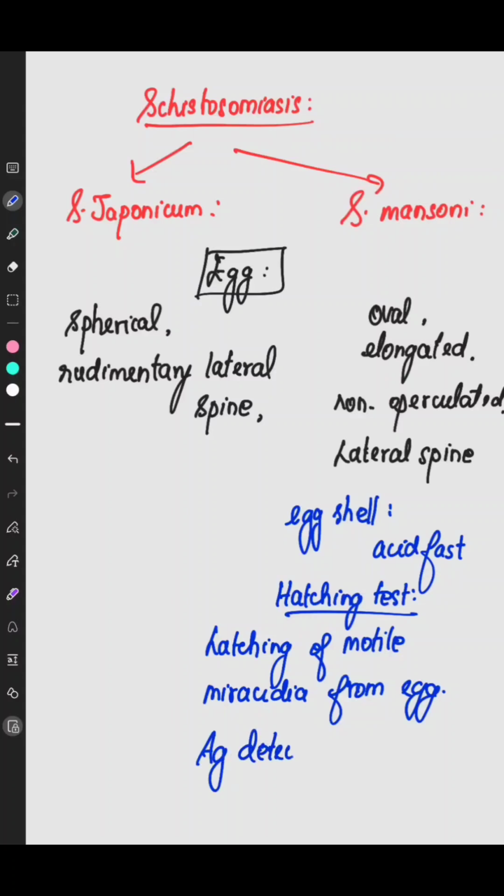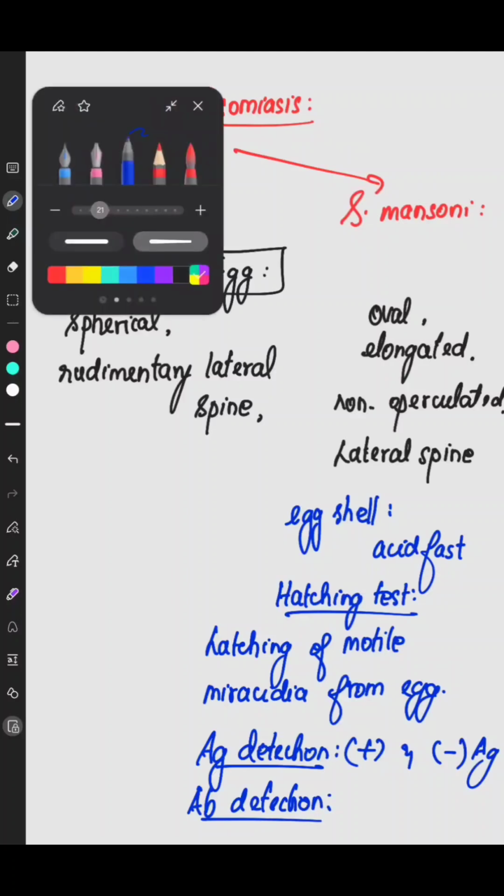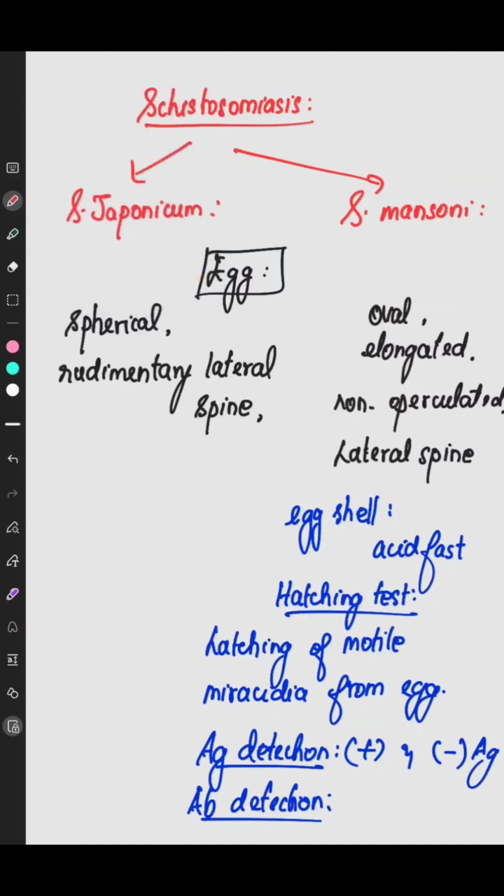And then antigen detection is done by detecting the circulating cathodic and anodic antigen in the serum and urine. And antibody detection is also done. It's less useful because cross reaction can occur. And then the drug of choice for treatment is praziquantel. Prevention includes maintaining personal hygiene and proper disposal of human excreta.